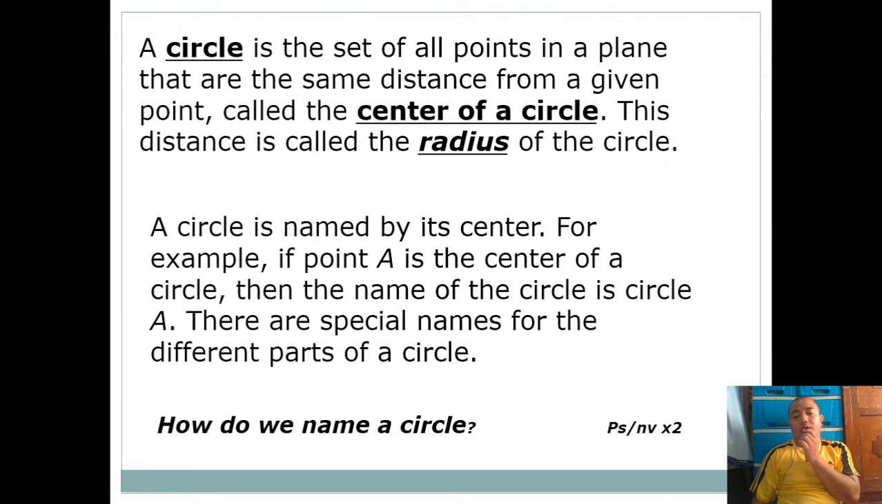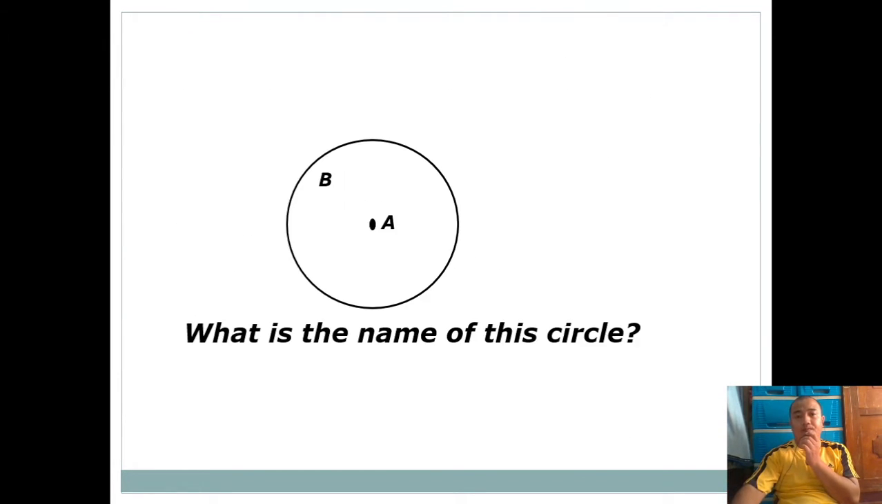So how do we name a circle? It is named by its center. For example, if point A is the center of a circle, then the name of the circle is circle A. And there are special names for the different parts of circles. So I repeat, to name a circle, it's named after the center of the circle. In this picture, what is the name of the circle? Of course, it is named circle A. And it passes through the point B.